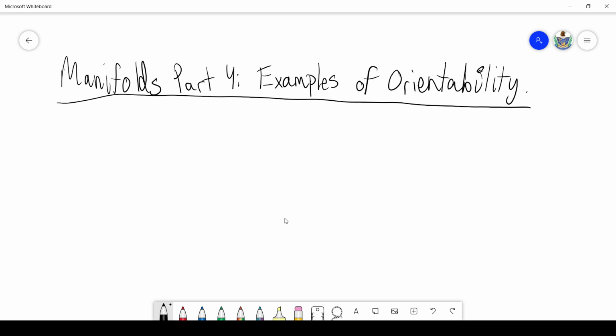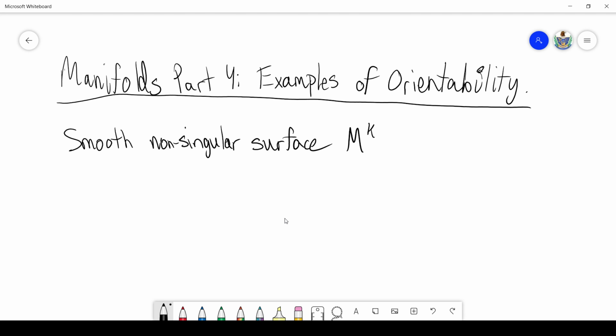Hello everybody. In this video we are going to be covering some examples of orientability. So the first example is that of a smooth non-singular surface. And so we define this in part 2. And so I'll recap basically the definition.